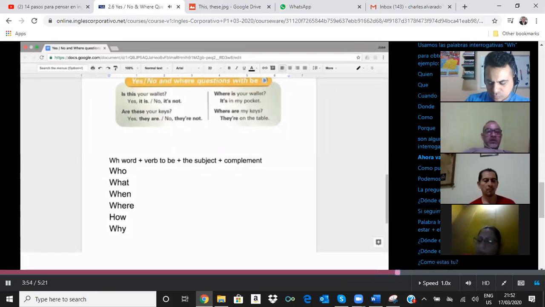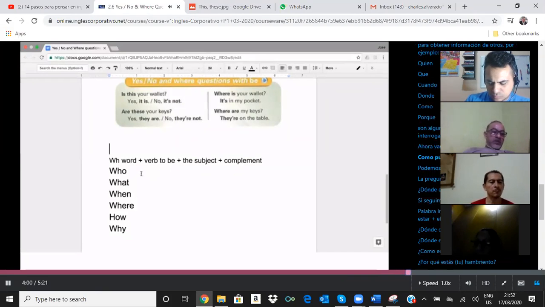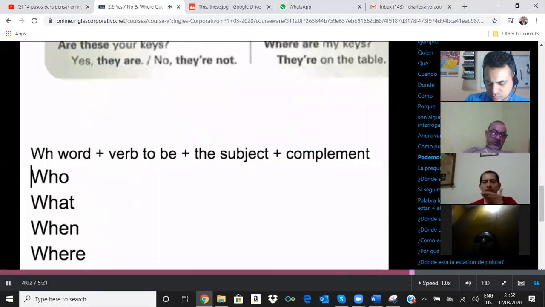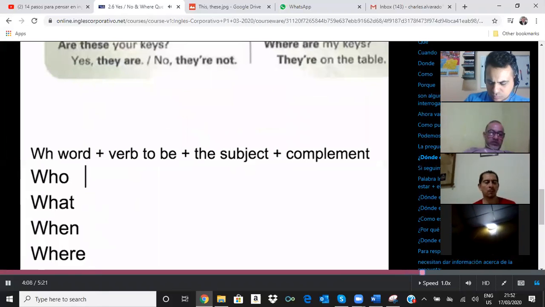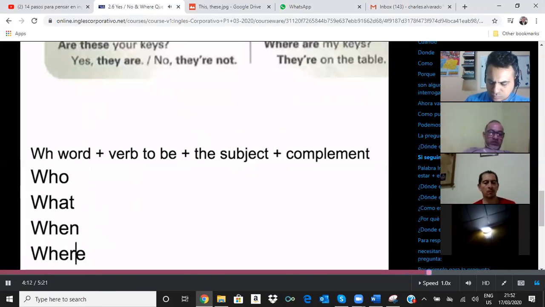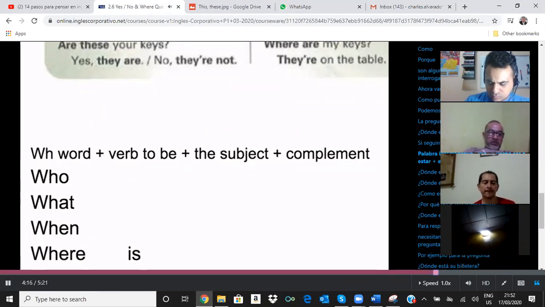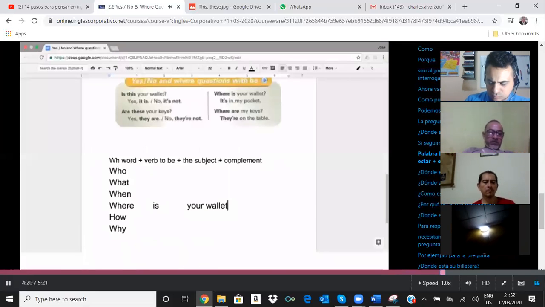Now let's put that rule into practice. If we look at the example on the chart, we can see the question towards the right hand side. It says, where is your wallet? So if we follow that rule, we're going to put a WH word plus the verb to be plus some kind of complement, wallet. And of course we put a question mark there.